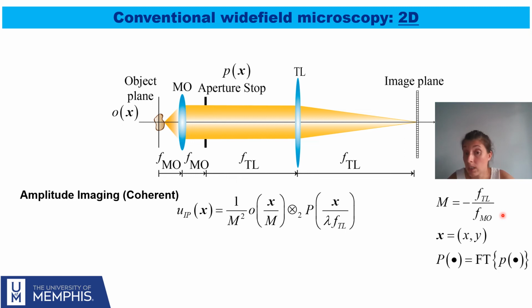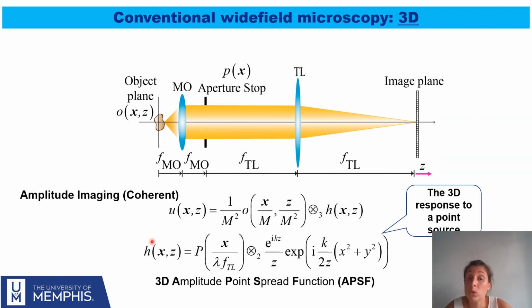Remember that before, the two focal lengths were the same, so that was 1. And now I'm taking the sign minus right there, so the object is still inverted, and it's going to be convolved with the scaled version of the Fourier transform of our mask, which we already know.